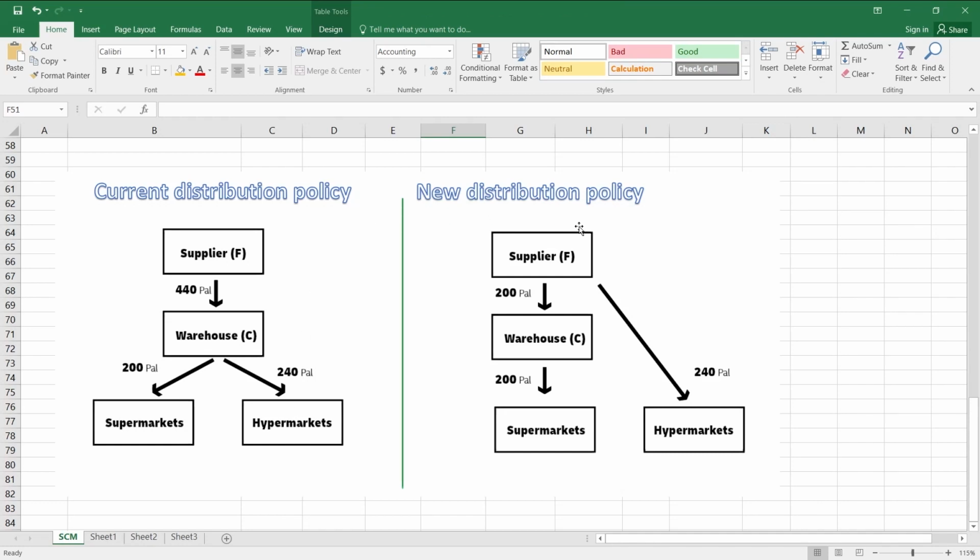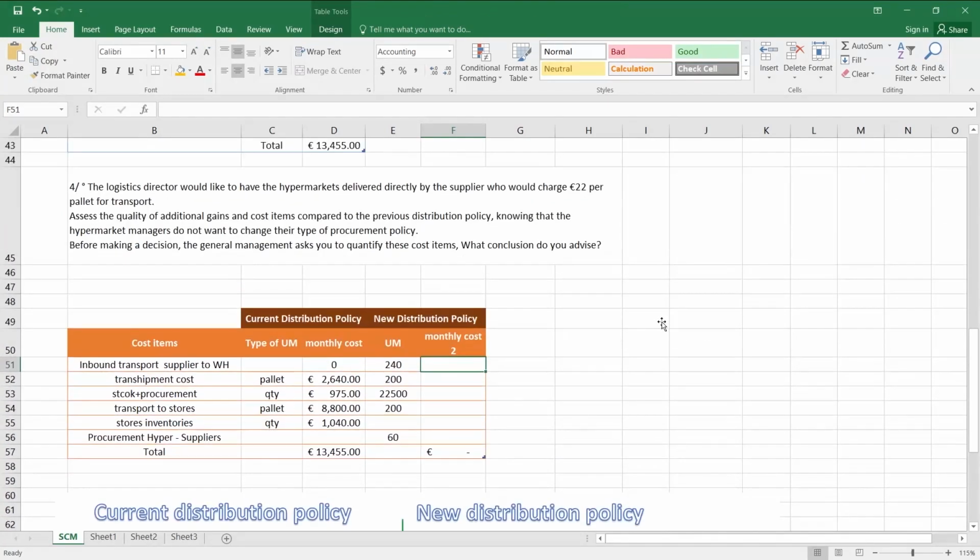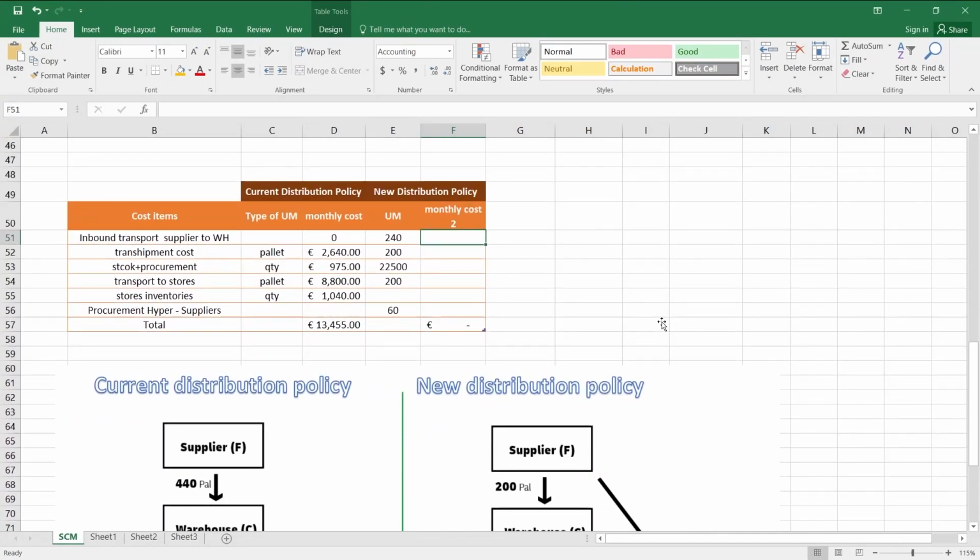Whereas in the new distribution policy that the director of logistics is asking us to assess and evaluate, we will have the supplier delivering only 200 pallets to the warehouse, and then the warehouse will deliver to the supermarkets with the same volume, whereas the hypermarkets are going to be delivered directly by the supplier. Okay, so let's begin our calculations.